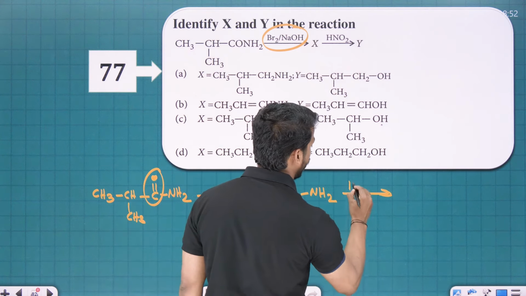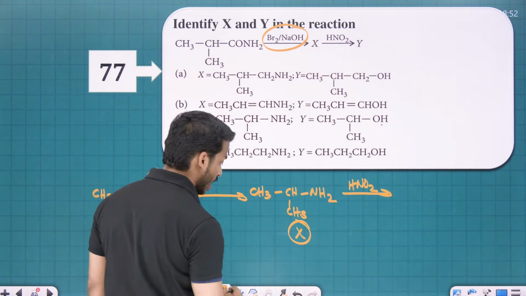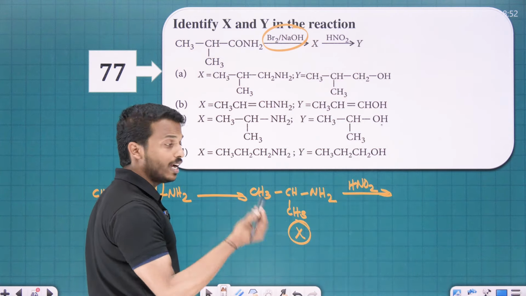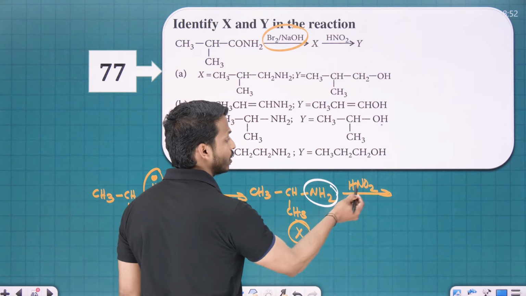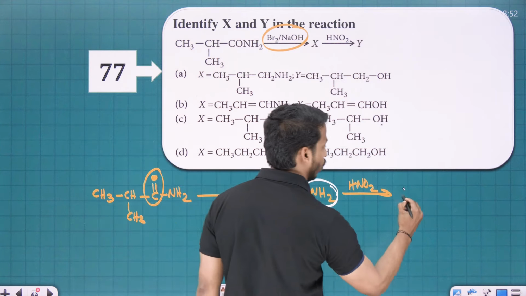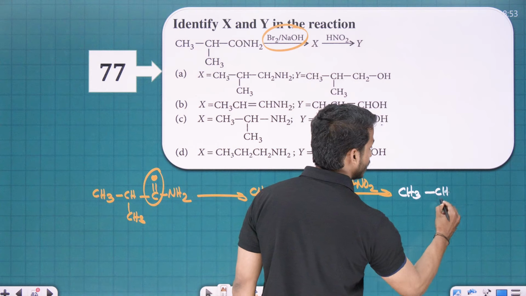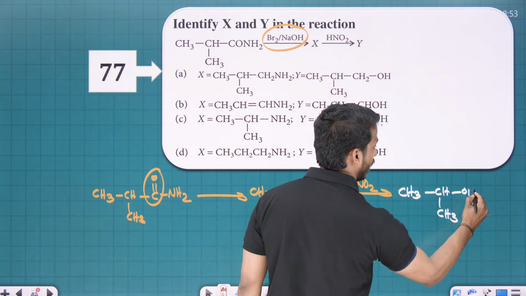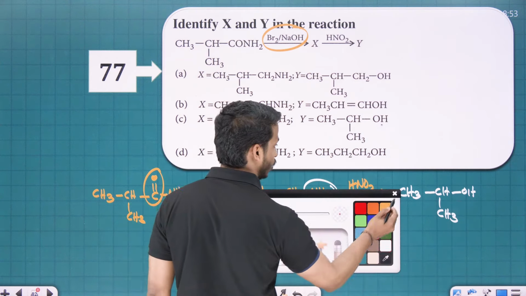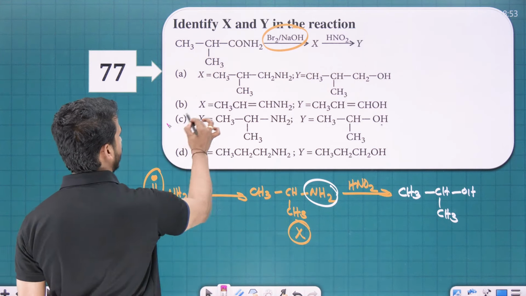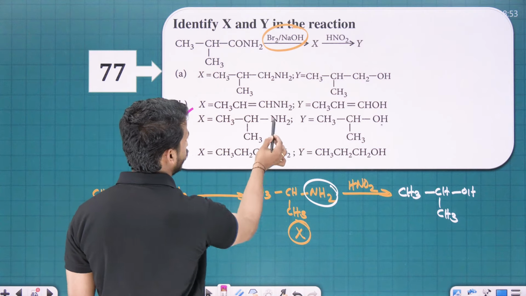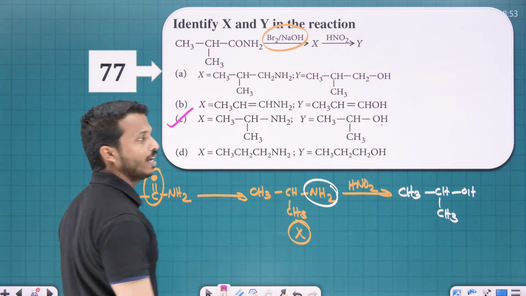Now they are treated with what? HNO2. What is HNO2? Nitrous acid, my dear. This is aliphatic again. An aliphatic amine when reacted with nitrous acid directly gives its alcohol. You get CH3CH(OH)CH3, isopropyl alcohol or propan-2-ol. So where is this product, all of you? I think it's option C, right? CH3CH(NH2)CH3, CH3CH(OH)CH3, right?